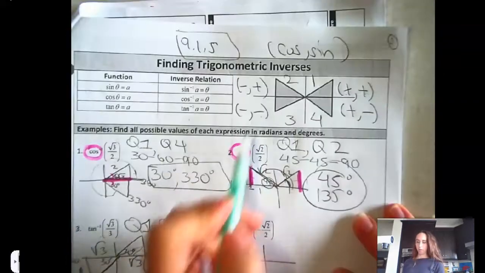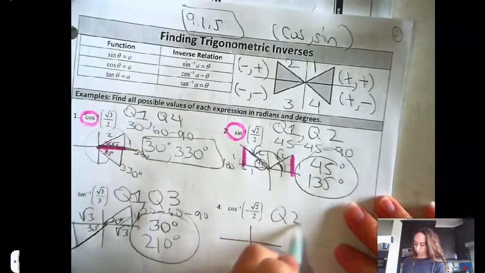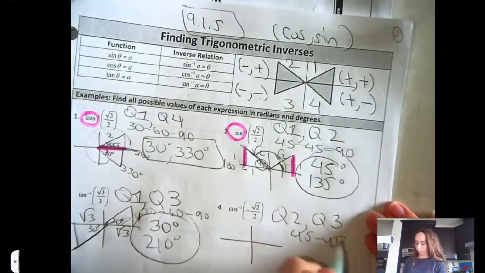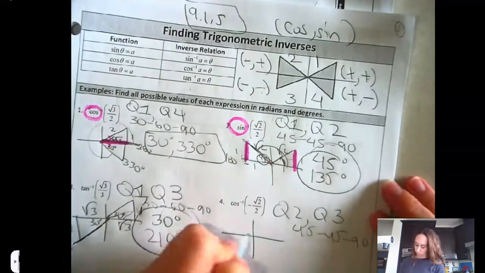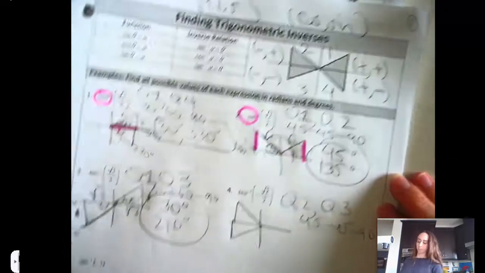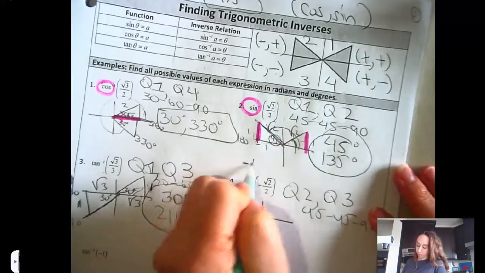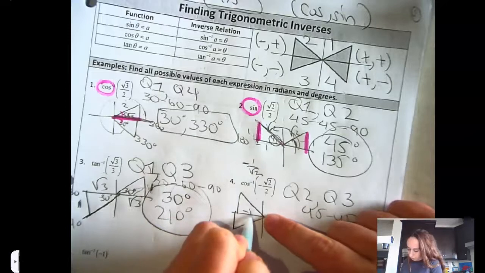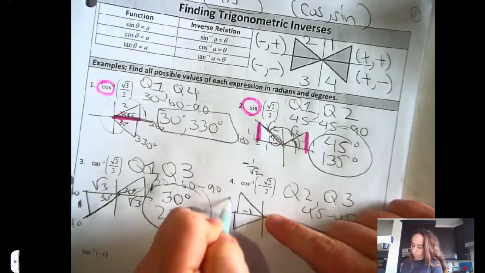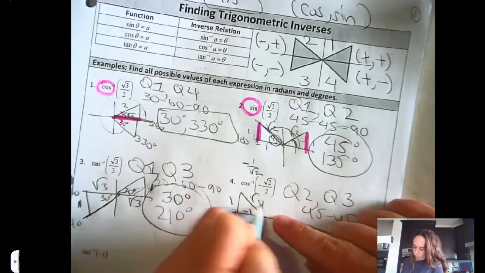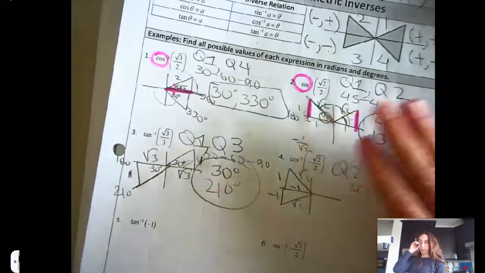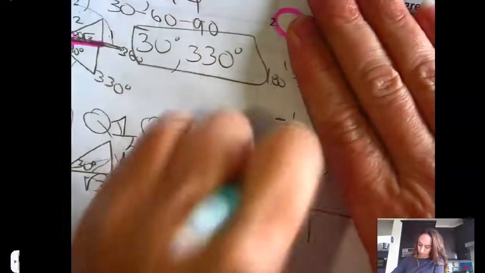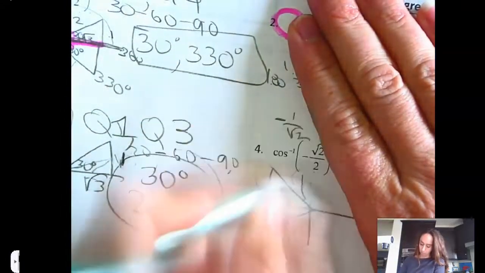Cosine is negative in the second and third quadrant. If it's a rad 2, it's a 45, 45, 90. Draw here, draw here. If it's negative rad 2 over 2, it's really negative 1 over rad 2. Cosine is adjacent over hypotenuse. But that doesn't really matter because what you really need is the degree. But that's just throwing that out there.